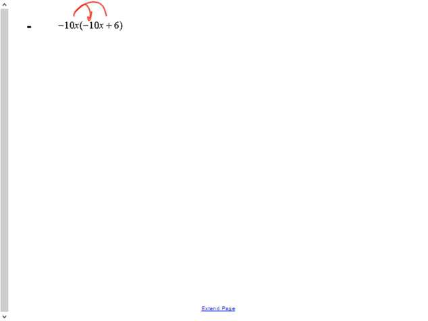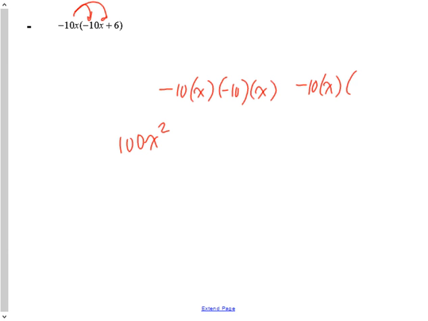Multiplying this out using distributive property, negative 10x times negative 10x, or negative 10 times x, which is negative 10x, times negative 10 times x, will be 100x squared, and negative 10x multiplied by positive 6 is negative 60x. Inexplicably, some people decided to simplify this down to 40x, but of course you can't add or subtract those two terms in the binomial because they're not like terms, and in order to add or subtract terms, they must be like terms, which means they have to have the same variable and the same exponent. So your solution is this.